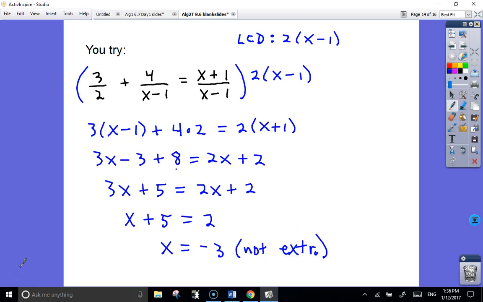So the LCD was pretty easy, right? 2 times x minus 1. Multiply everything times that. You should have gotten, in that one step, rid of all the denominators. 3 times x minus 1, plus 4 times 2, because the x minus 1 cancels, equals 2 times x plus 1. And then it's just a linear equation. Distribute, combine like terms. x equals -3. Definitely not going to lead to any extraneous solution. So that's the whole thing.